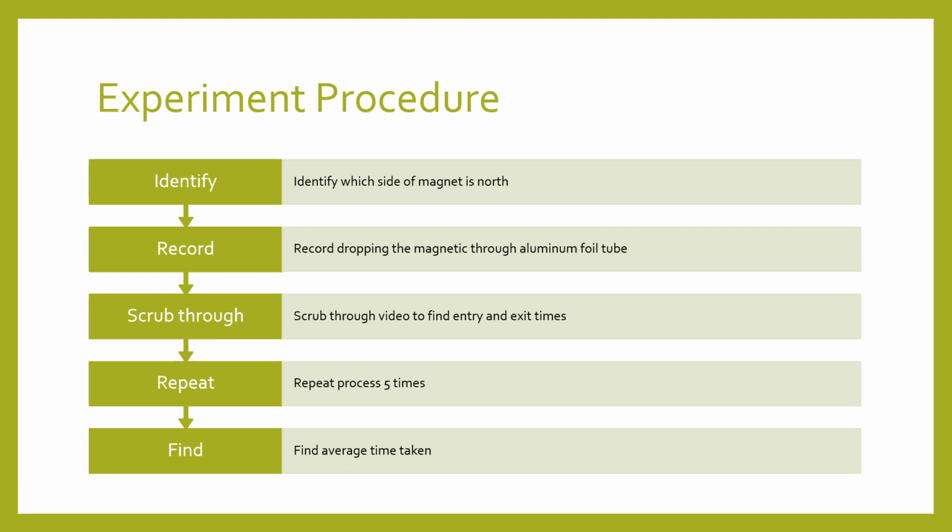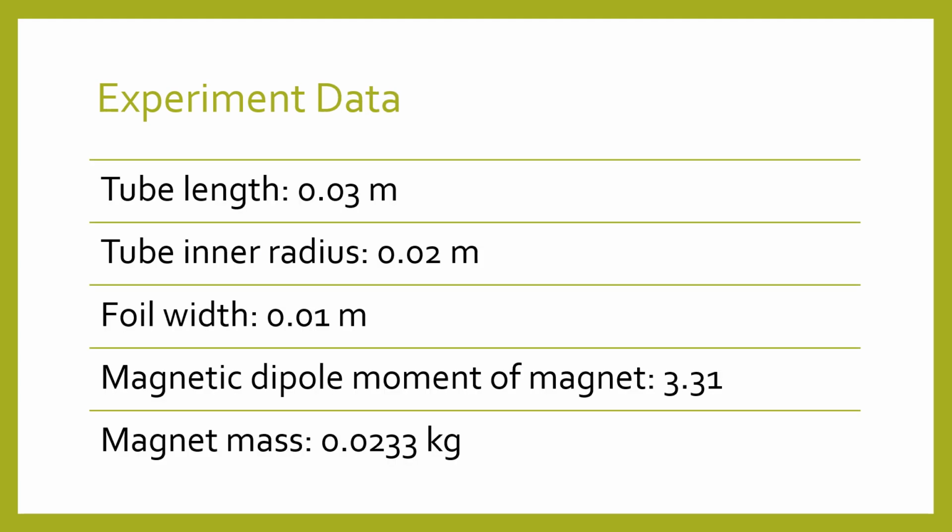First, identify which side of the magnet is north. Then, record while dropping the magnet through the aluminum foil tube. Then, scrub through the video to find the entry and exit times of the magnet. Then, repeat this process 5 times. And finally, take all of the information retrieved to find the average time taken for the magnet to travel through the tube.